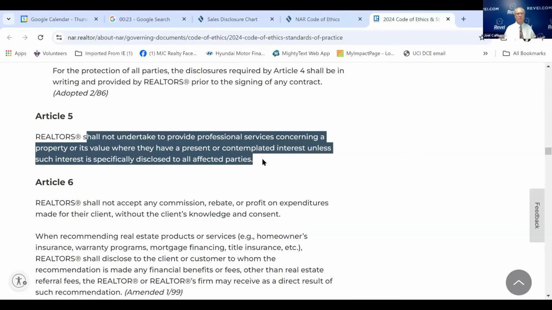Now, when we talk about disclosure in California, we're talking about in writing. If I have an ownership interest in the property and I'm selling it, I must disclose that in writing. If you have an ownership interest in the property and you're selling it to me, I must disclose in writing that I'm a licensed real estate agent. That's law in the state of California.